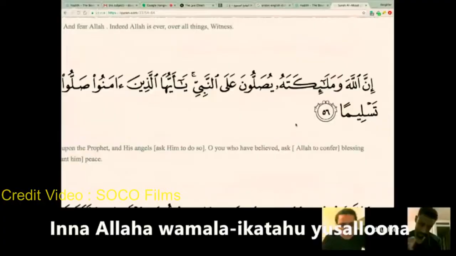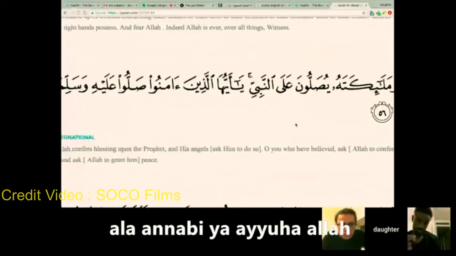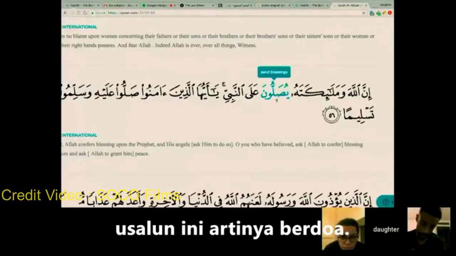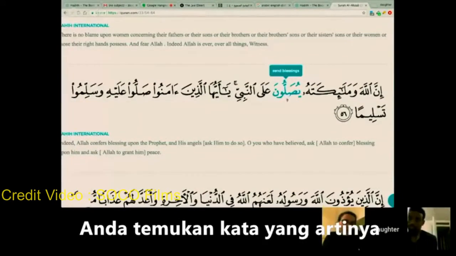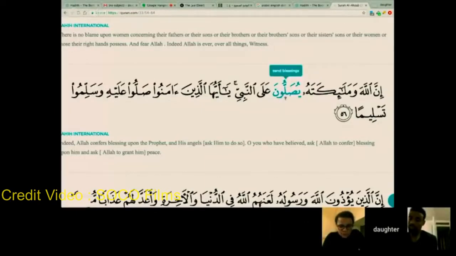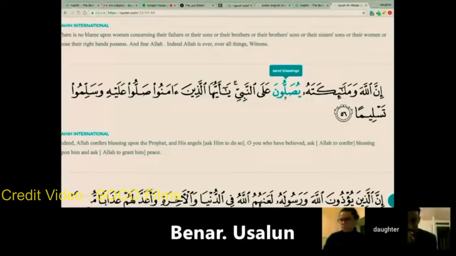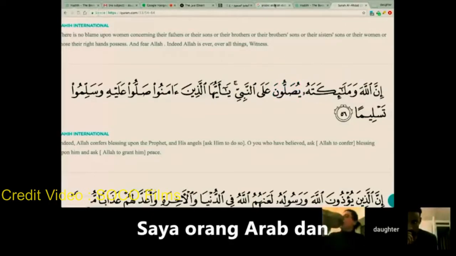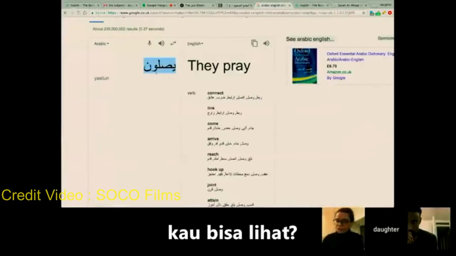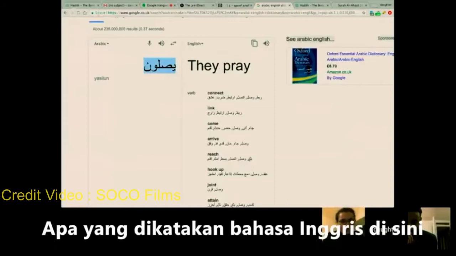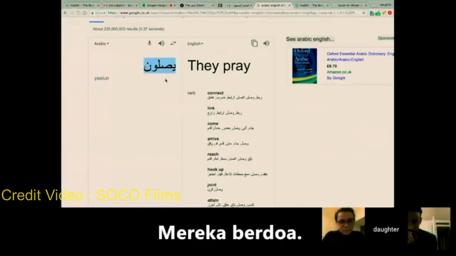Okay, إن الله وملائكته يصلون على النبي يا أيها الذين آمنوا صلوا عليه وسلموا تسليما. يصلون means to pray. Have you got a verb called blessing in the first part of the verse? There's only one verb, and there are two subjects. Correct. يصلون means to pray. I've got an Arabic dictionary here. Can you see it? Yep, I can see it. What does it say here in the English? They pray. There you go.